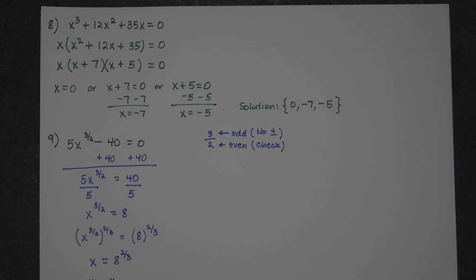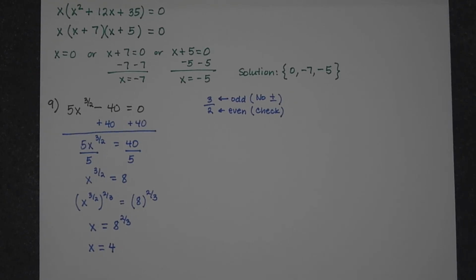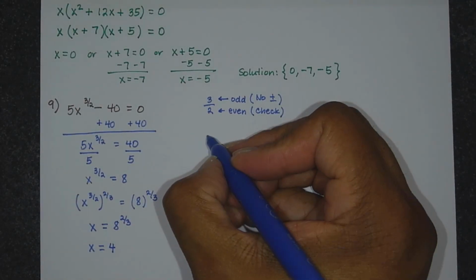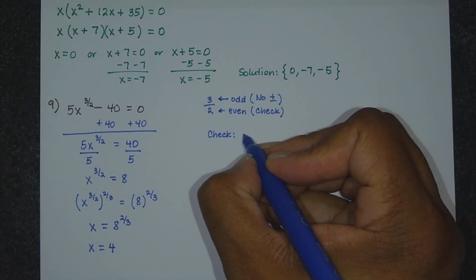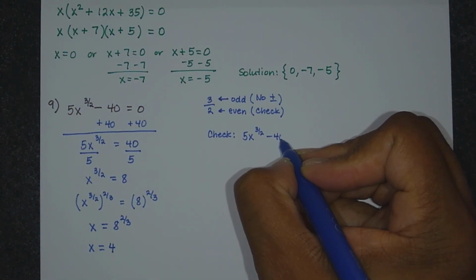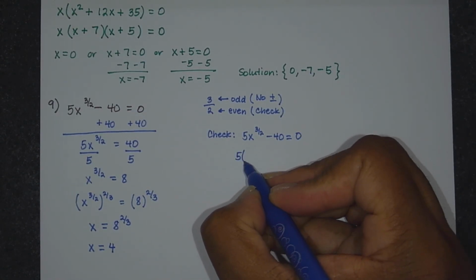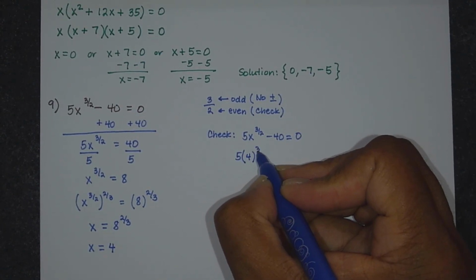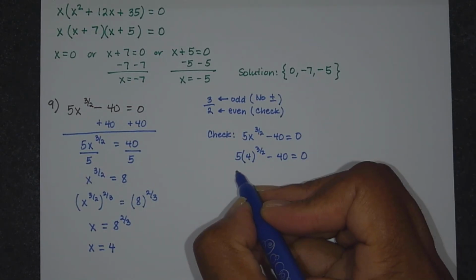But for this problem, since the denominator was even, you do need to check your proposed solution. So that means I need to go ahead and do the check using the original equation and substitute the x with 4. So this will be 5 times 4 to the 3/2 minus 40, and that's equal to 0.